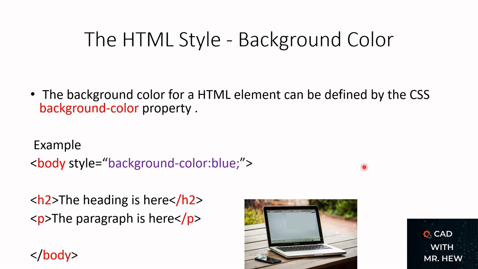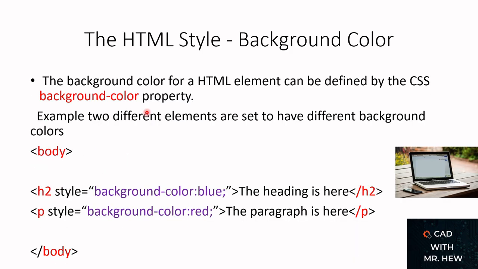All right, HTML style, the background color. The background color for an HTML element can be defined by the CSS background-color property. For example, body style="background-color:blue;", and we put this in the left angle bracket and right angle bracket for the body tag.